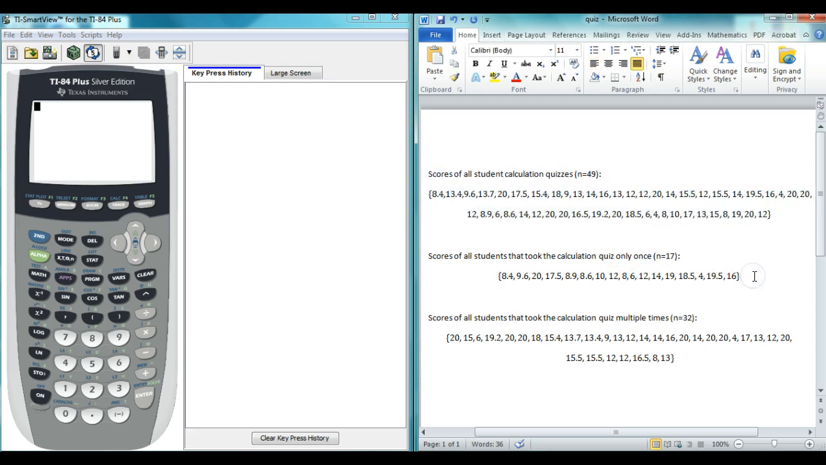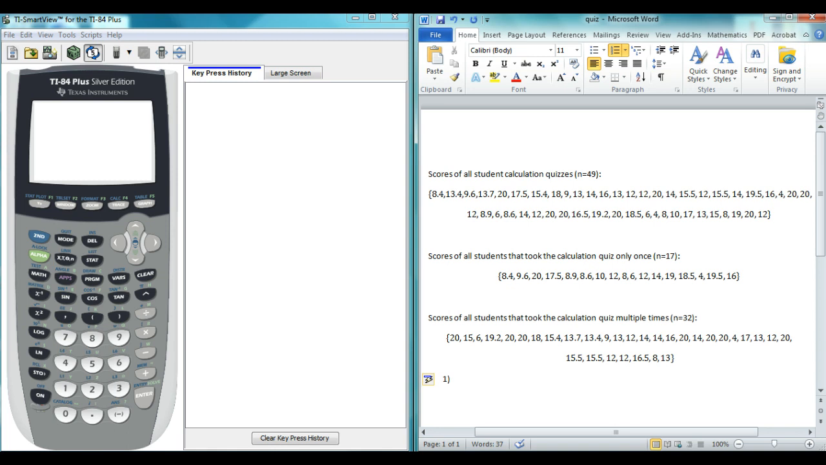And then I separately dug through and found the scores of all the students that took the calculation quiz only one time. There were 17 students who took that option. And then I took the scores of all the students that took the calculation quiz multiple times, which was 32. Notice 17 plus 32 is 49, so I did indeed get all of your information. So now, let's perform my one. I'm going to perform a hypothesis test.